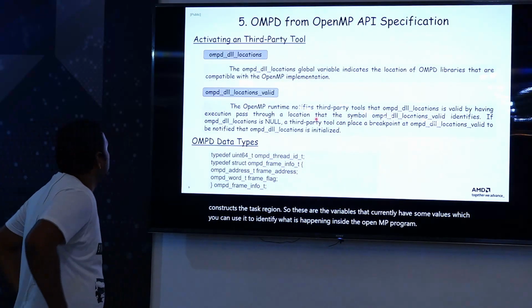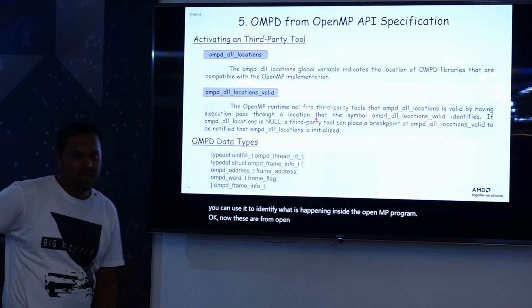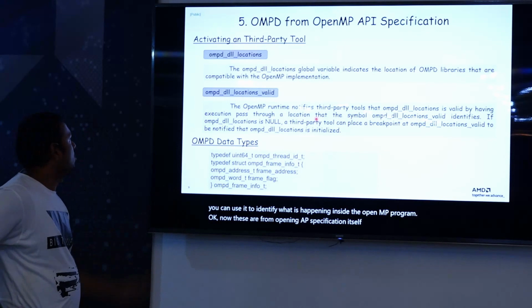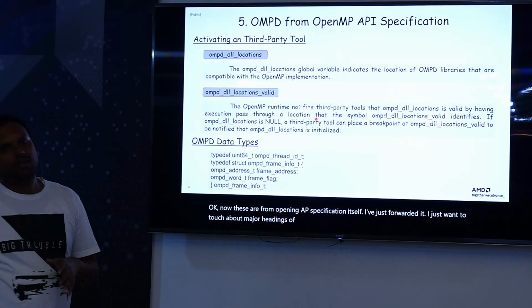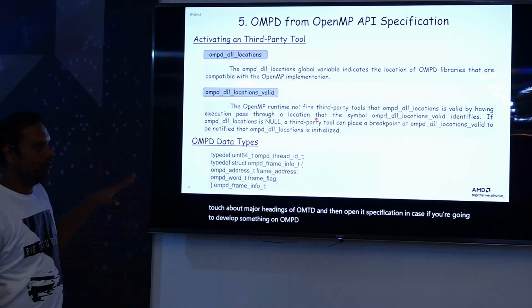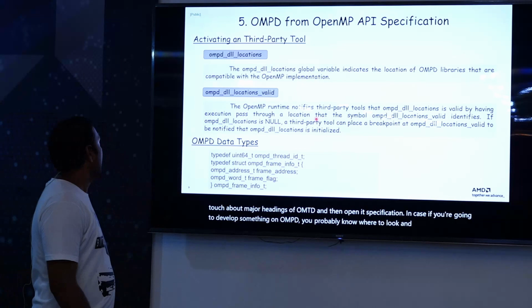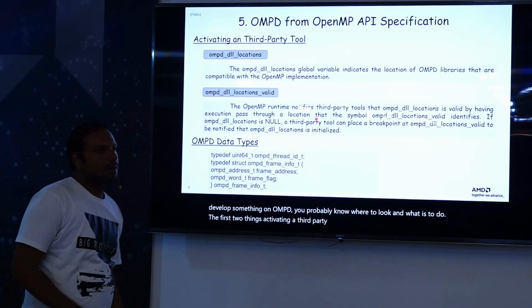Okay, now these are from the OpenMP API specification itself. I've just copied it. I just want to touch on the major headings of OMPD in the OpenMP specification. In case you're going to develop something on OMPD, you probably know where to look and what to look for. And the first two things are about activating a third-party tool.